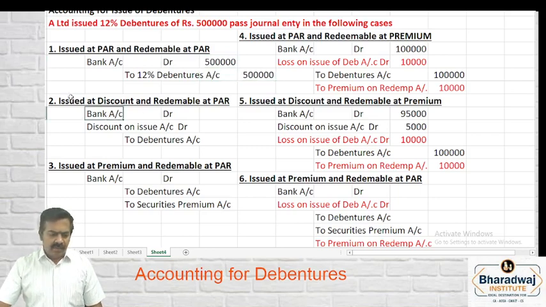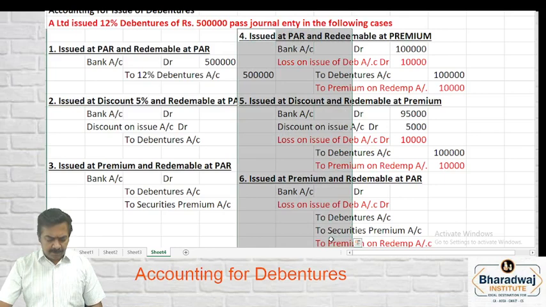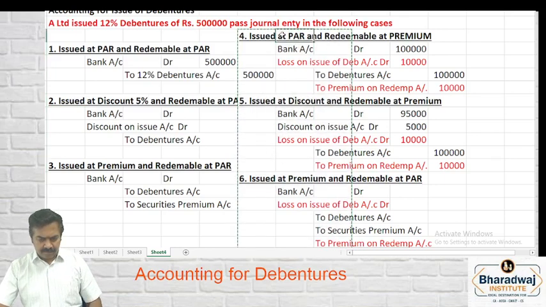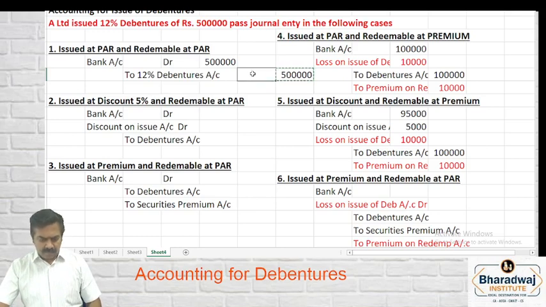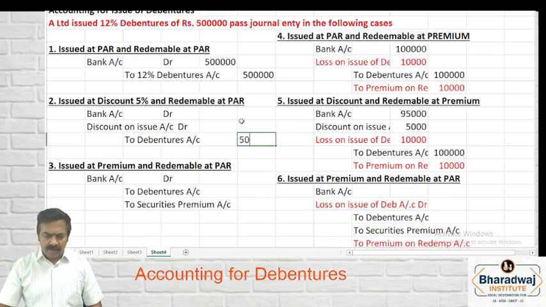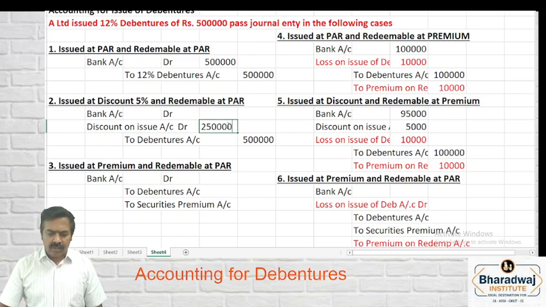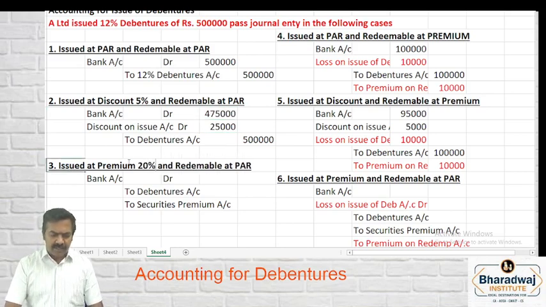Then, let us assume it is issued at a discount of 5%. What is the entry we'll pass? To debentures will be 5 lakhs. Discount on issue will be 5%, that is 25,000. Bank account, how much we will collect? 4 lakh 75,000.